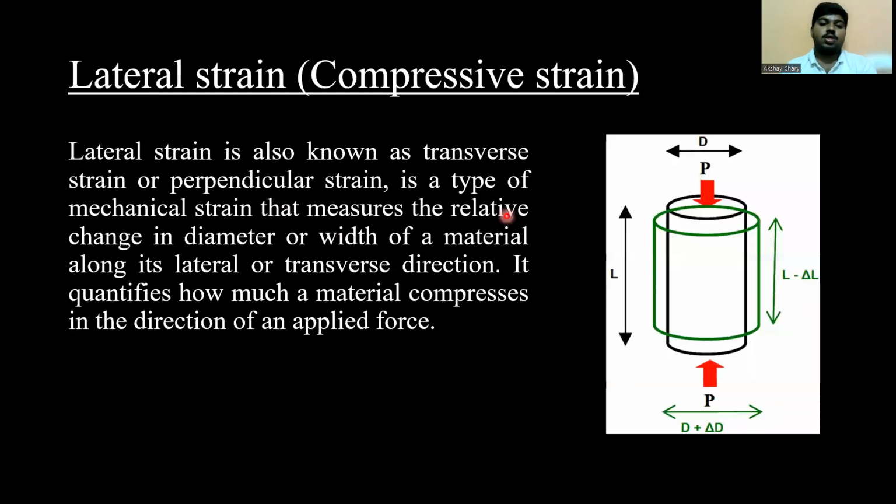Next, lateral strain. Lateral strain, also known as transverse strain or perpendicular strain, is a type of mechanical strain that measures the relative change in diameter or width of the material along its lateral or transverse direction. It quantifies how much a material compresses in the direction of an applied force. Here you can see in the diagram, when the load P is applied, the original length is this and the changed length is this, and this is called longitudinal strain, and this change in diameter is the lateral strain.